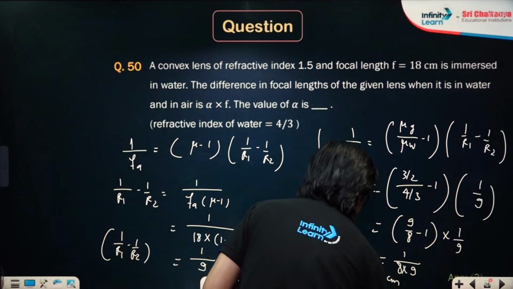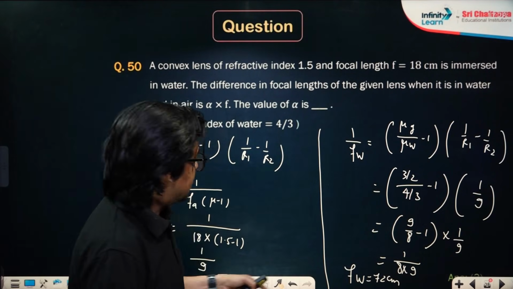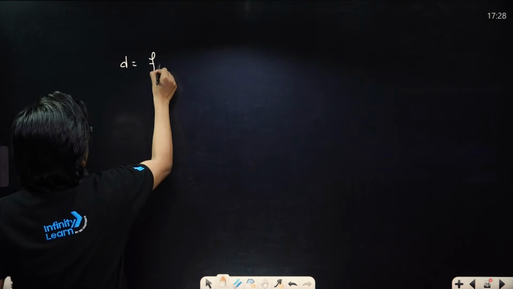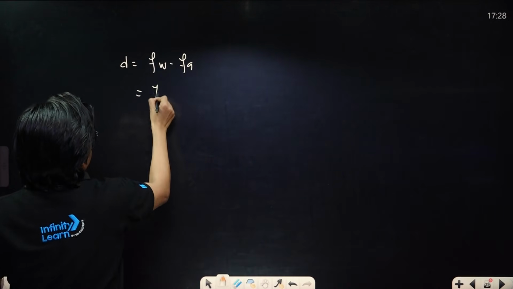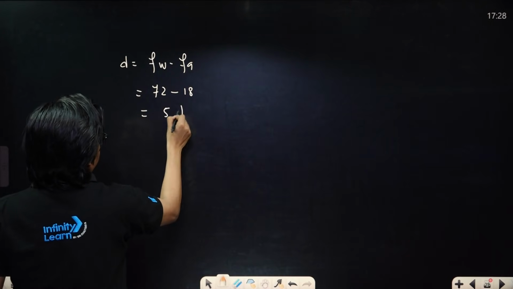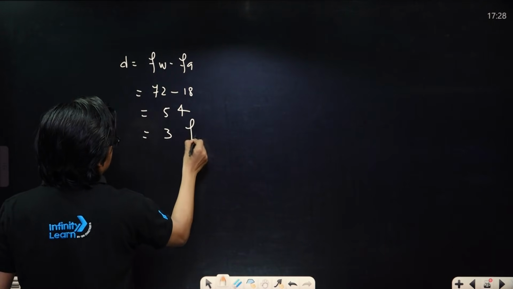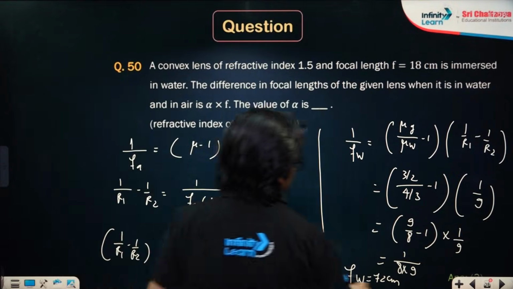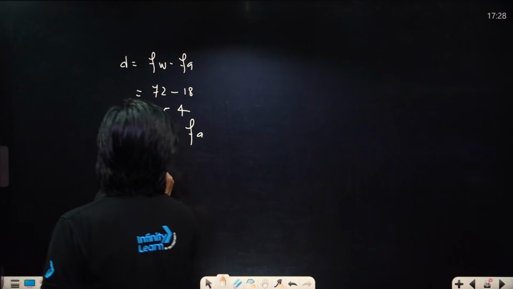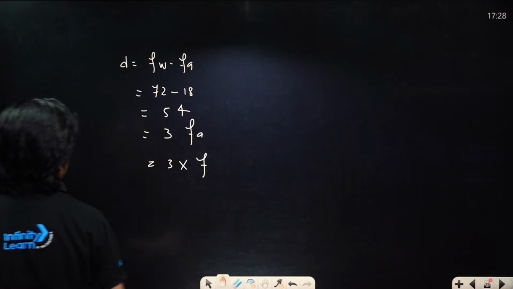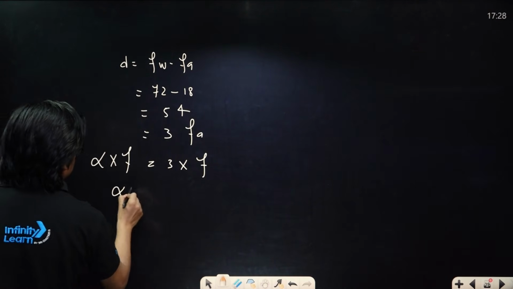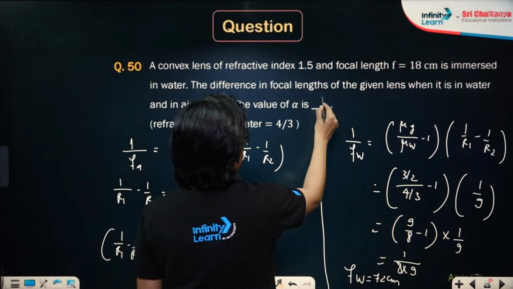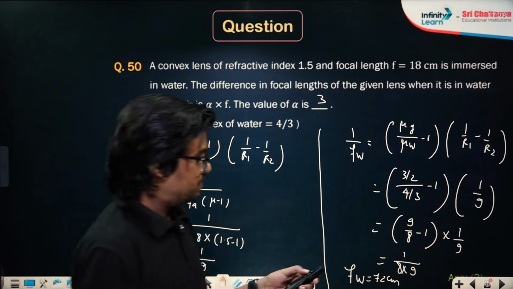If you write the difference, 72 minus 18, that is 54. That difference is Fw minus Fa, 72 minus 18, that is 54, which can be written as 3 times the focal length in air. Now according to the question, this is alpha into f, or you can write 3 into f because they are taking focal length in air to be f. So alpha into f, alpha is just equal to 3. Alpha equal to 3. So this value is 3 and that is the right answer for it.